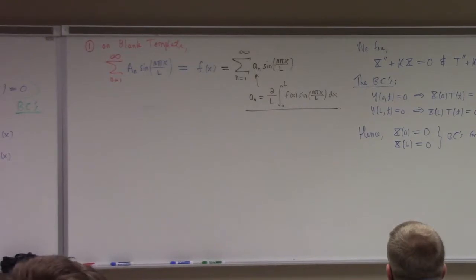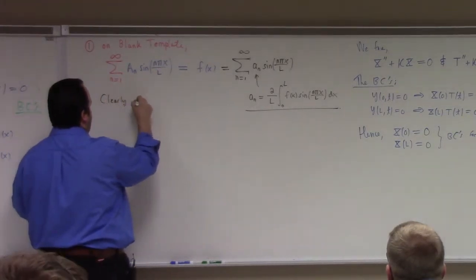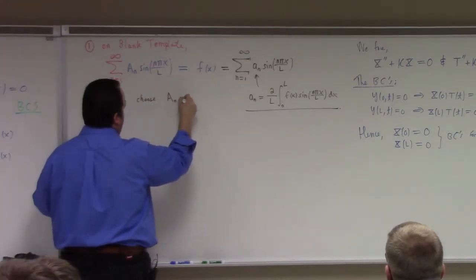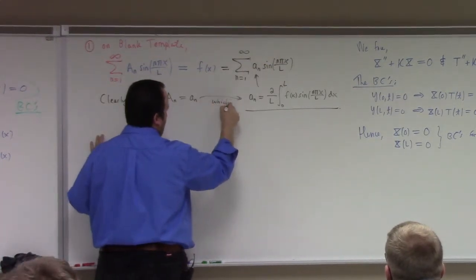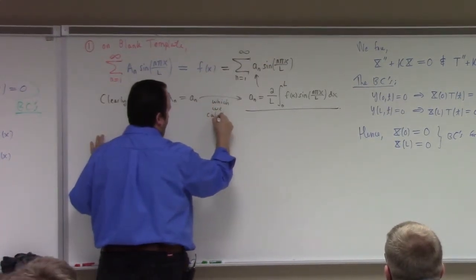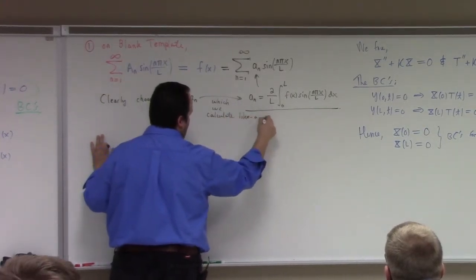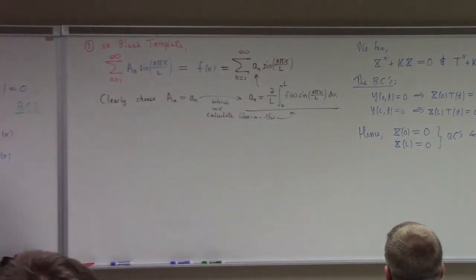And then, so what's the relation between the big a sub n and the little a sub n? What are you going to choose? I think it's pretty clear. Choose a sub n equal to a sub n, right? Which is calculated like this. Like this, yes.